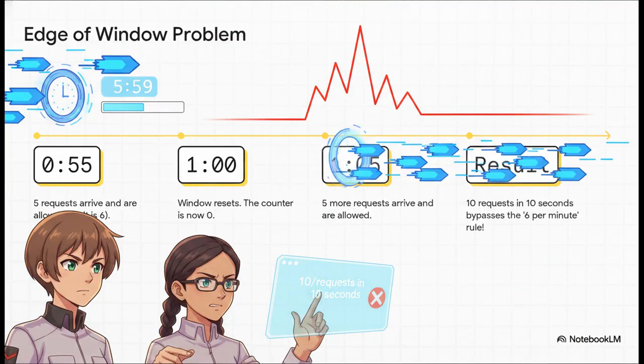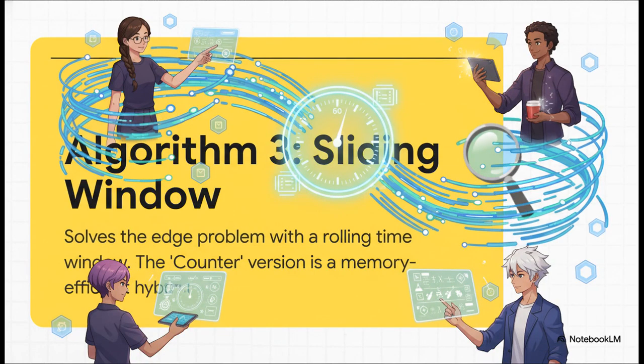And here it is, that critical flaw. It's called the edge of window problem. Just look at this timeline. Let's say our rule is 6 requests per minute. Now, a user sends 5 requests at the 55-second mark. No problem, they're allowed. But then, just 5 seconds later, the clock ticks over, the window resets, and the counter goes back to 0. The user immediately sends 5 more requests, and they're allowed too. So what just happened? We let 10 requests through in just 10 seconds. That completely blows our 6 per minute rule out of the water. So how do we fix this? The answer is the sliding window algorithm.